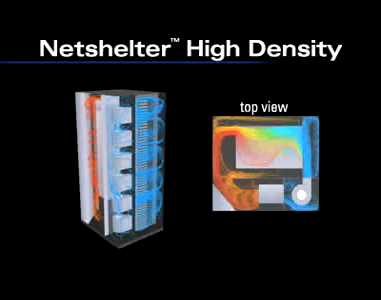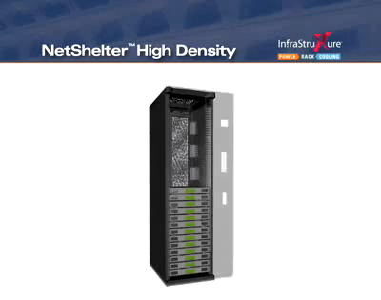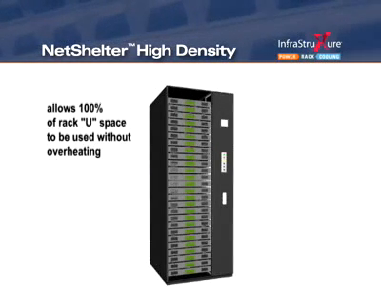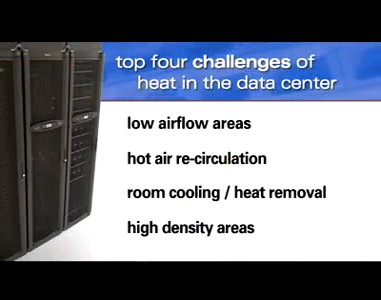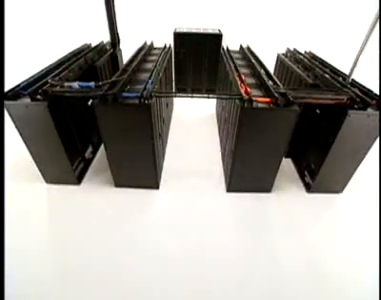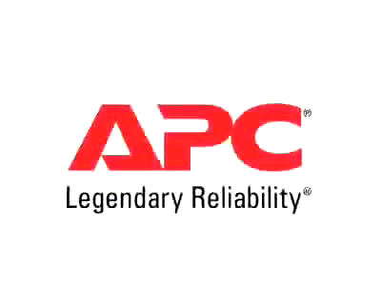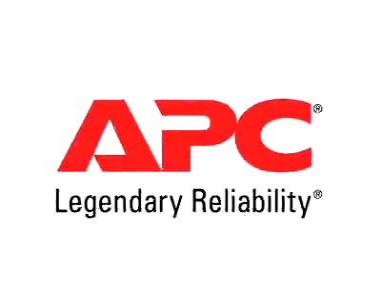A common practice for high-density racks is to leave the top half of the rack empty to avoid overheating. Because the NetShelter HD allows 100% of the rack U space to be used without overheating, it allows you to maximize expensive floor space. Heat in the data center is an extremely destructive force, one to be addressed at all levels, the rack, row, and room. Yet, regardless of your specific cooling challenges for today's highly dynamic environments, you can rely on just one solution from just one proven vendor. APC.